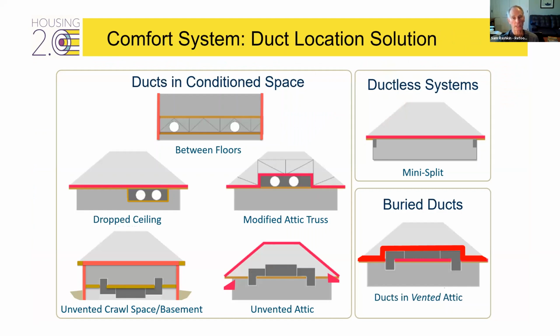There are lots of ways we can get ducts either in the conditioned space, between floors, drop raised ceilings, conditioned crawl spaces and attics. And then we can have ductless systems that do a great job and are really attracting a lot of interest. And an option that's there is to bury the ducts below the insulation. But I again keep trying to make the point: you don't want a vented attic. You want an unvented attic. So hopefully, this last buried duct option shouldn't be part of high performance homes.